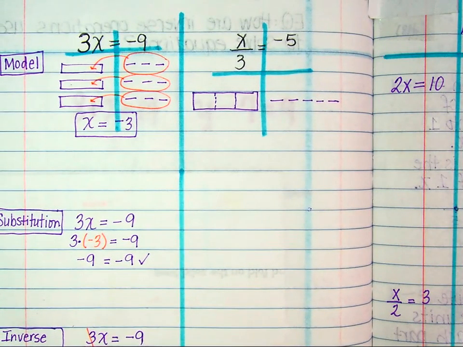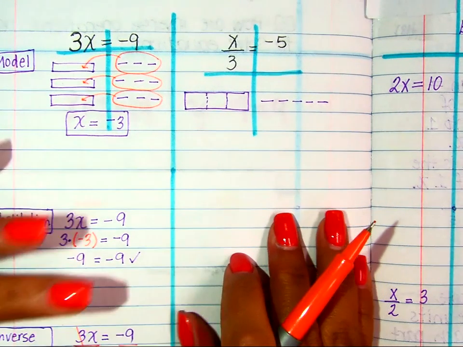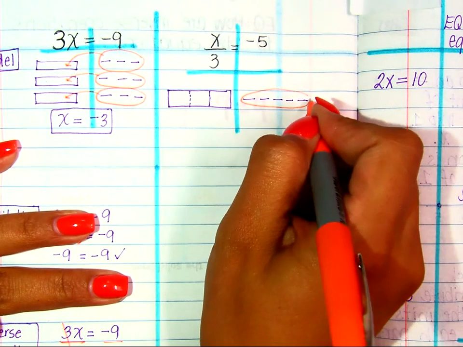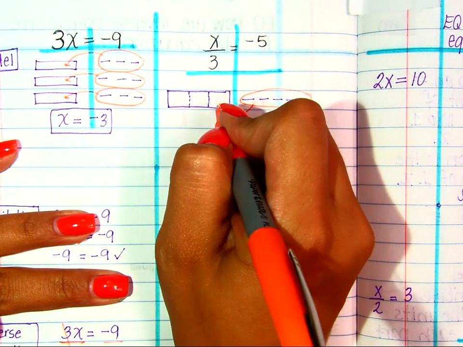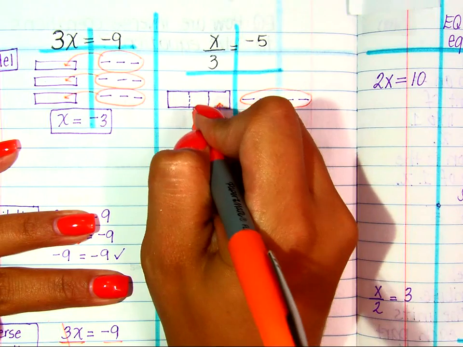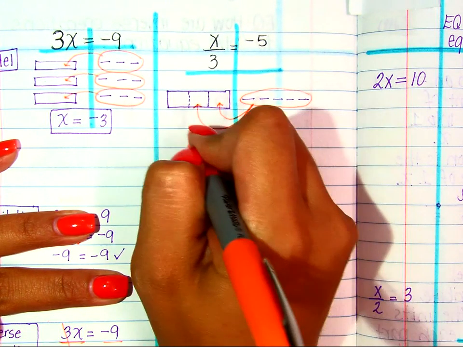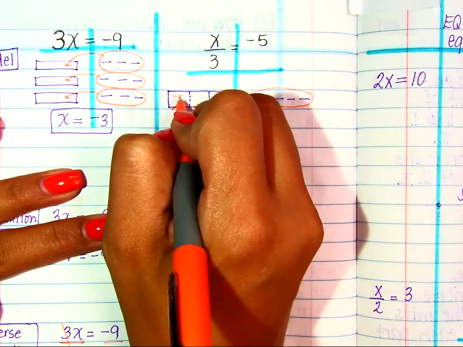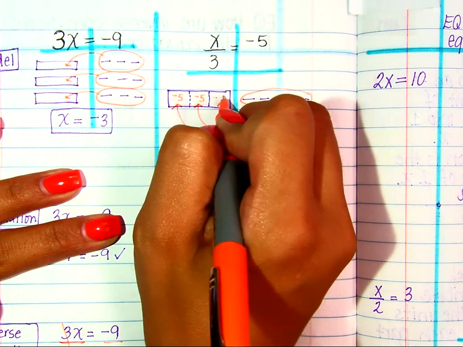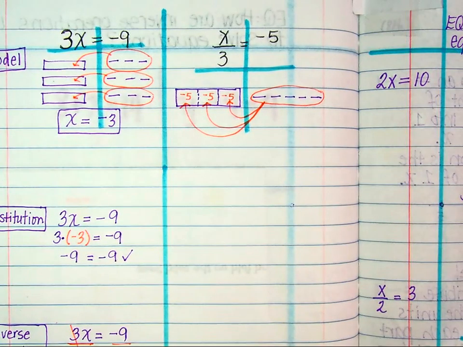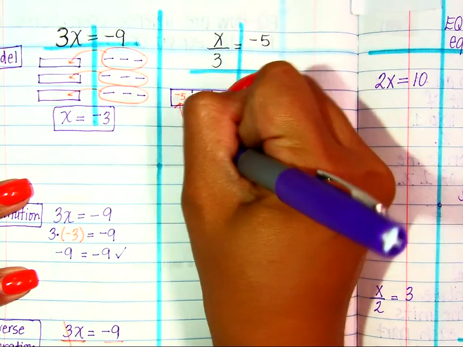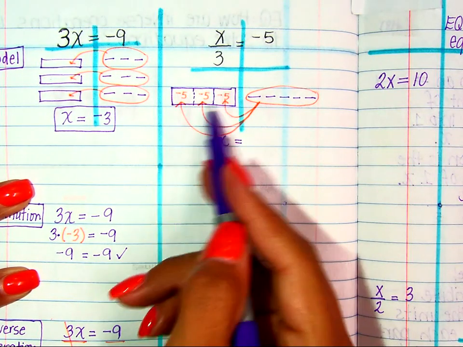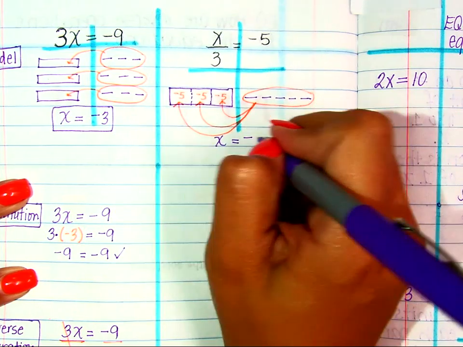The second step when we were dividing was to take all the units and place them in each part of the x bar here. So rather than draw those out, I'm going to label this. I have 5 negative, 5 negative, and 5 negative here. So the value of x is the entire value, or the value of the entire bar, which is going to be -15.